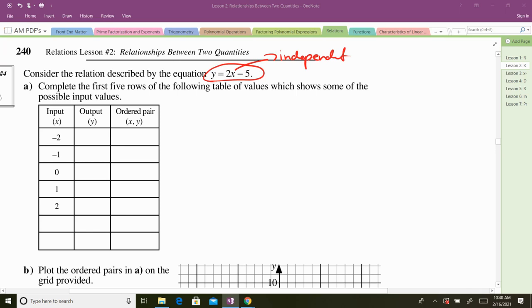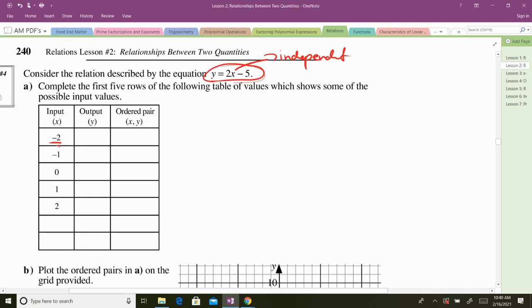Now, we're going to complete this table of values. They're telling us that x is negative 2. How do I get y? What do I do? If this is the equation that we're using, by putting in your x value.